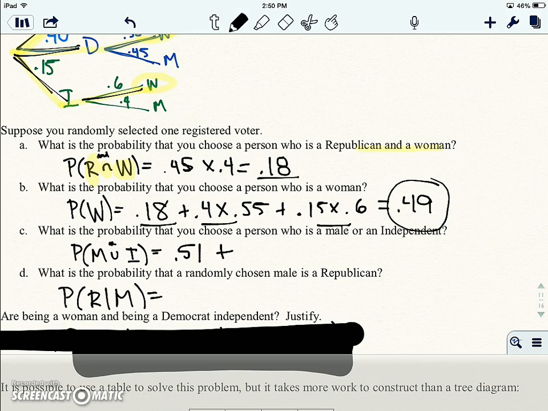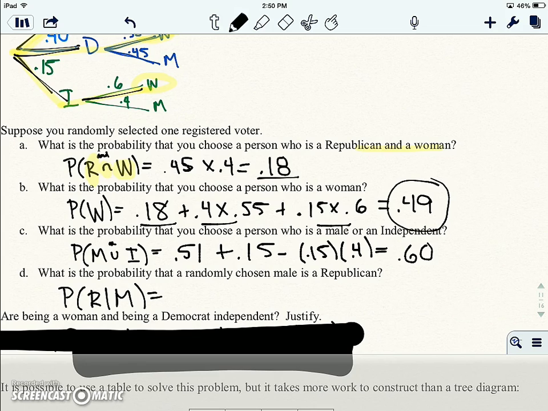plus the probability of being an independent, which we know is 15%, and then we need to minus the overlap, which is the probability of being an independent male. And it'll give us 60%. This is a skill you need to master, so make sure you understand what I'm doing here.